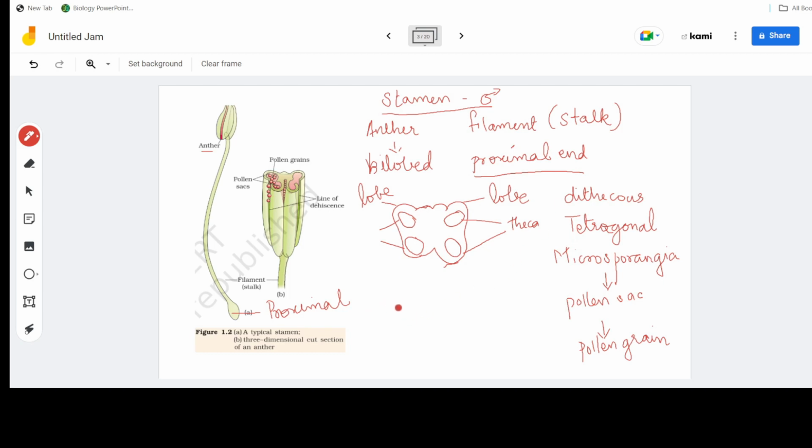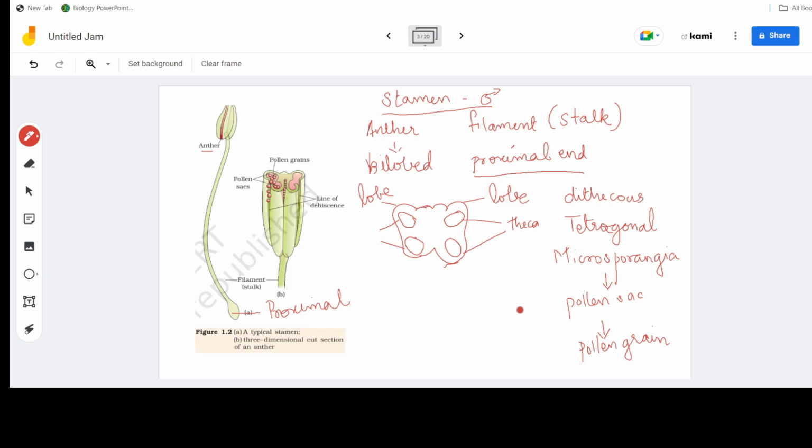Sporangia produces spores. Spores develop into gametophyte, and gametophyte gives rise to gametes. That's how the development occurs.